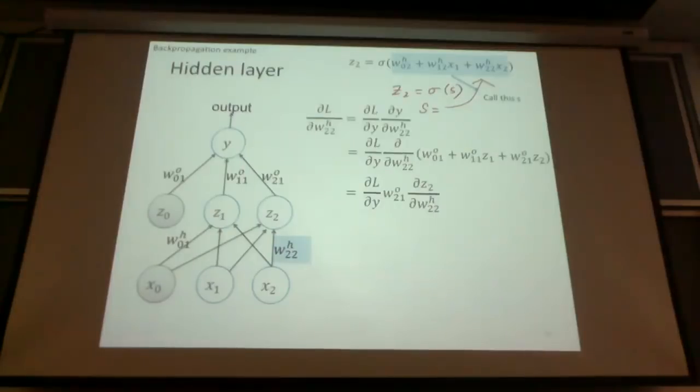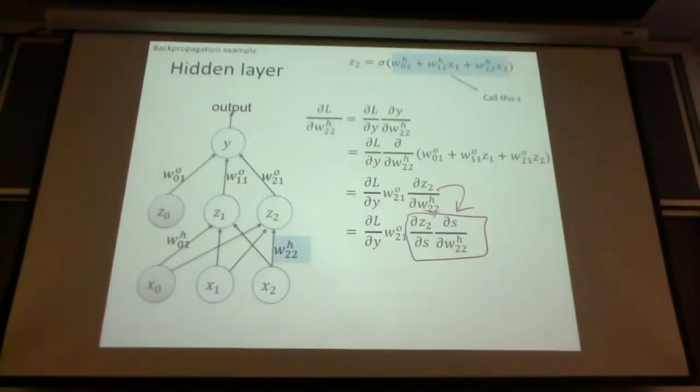So now I can apply the same game. I can calculate the derivative of Z2 with respect to S and the derivative of S with respect to the thing I care about. So I can do this again. This becomes this thing here. It's basically the same process again and again and again. Now, all of you should know how to calculate the derivative of sigmoid because you're doing that for your homework. So the derivative of sigmoid is what? Anyone? It's sigmoid of S times 1 minus sigmoid of S. You should convince yourself that's correct.